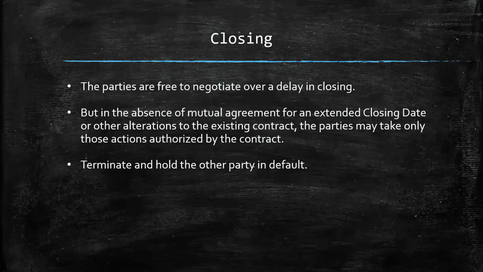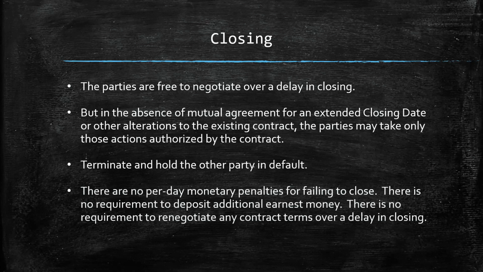The parties cannot create their own remedies for a party refusing or failing to close on time unless they've already been agreed in writing and signed by the other side. So, for instance, there are no per day monetary penalties for failing to close. If the buyer can't close, for example, on the closing date, the seller does not get to unilaterally impose some sort of per day penalty on the buyer for failing to close.